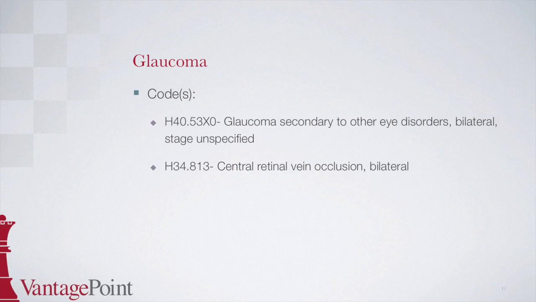Therefore, the second code is H34.813, central retinal vein occlusion bilateral. You would start by looking up occlusion in the alphabetic index and then locating the word retina indented below. Indented under this is vein, with the word central in parentheses, which points to H34.81 with a checkbox next to it indicating that more digits are required. After finding H34.81 in the tabular, we see that the code for bilateral is H34.813.